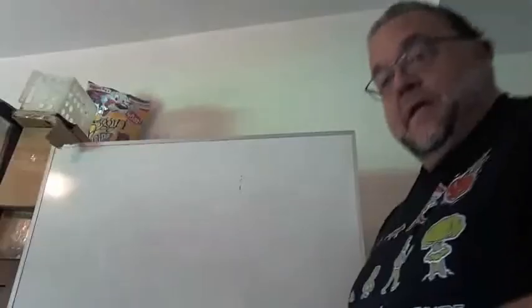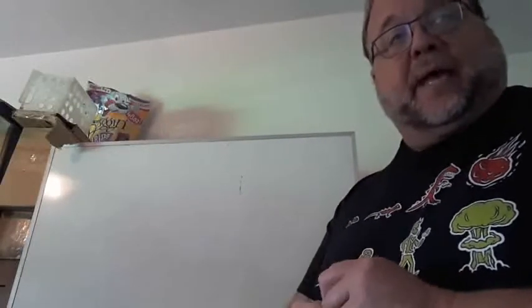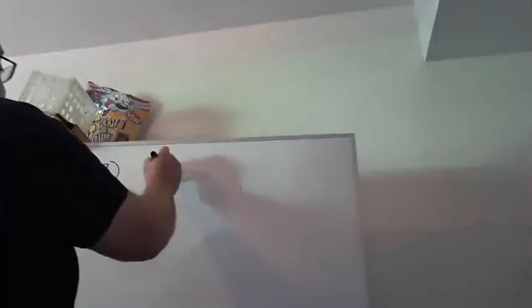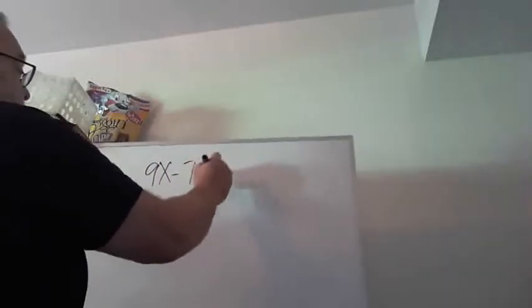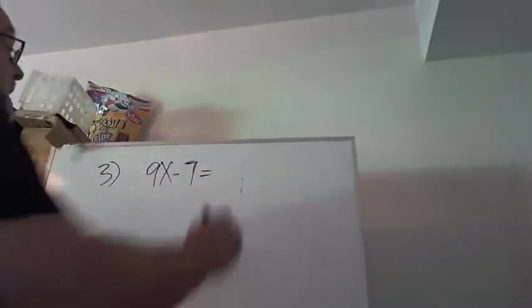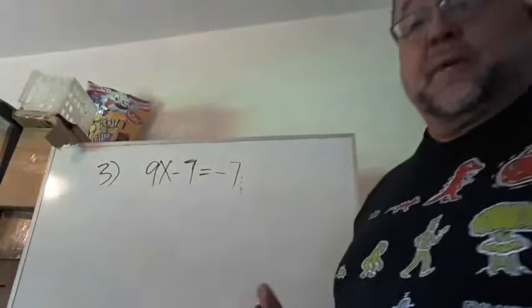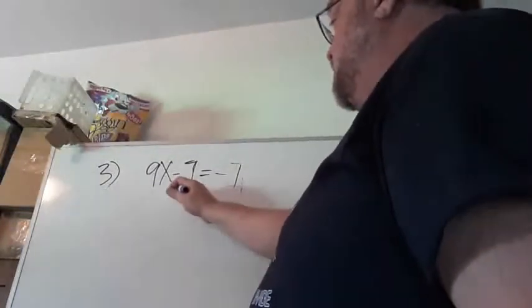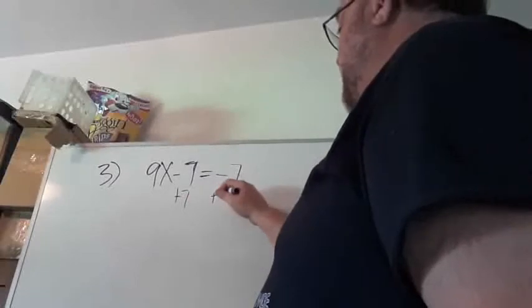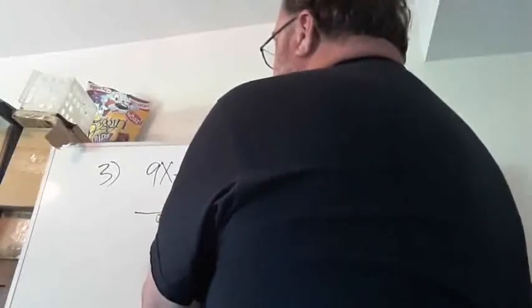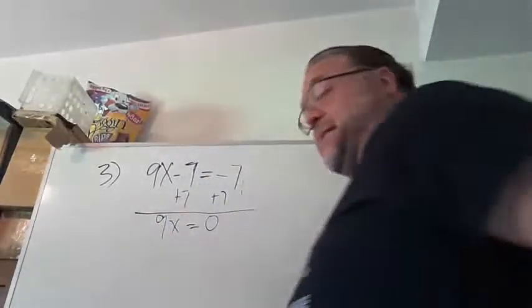Okay guys, here we are. Let's go ahead and do number 3 on the two-step equation problem worksheet. And it says 9x minus 7 equals -7. Now, remember, one of the first things we need to do is get rid of the numbers on both sides. So I'm going to add 7 to both sides, and what that does for me is it eliminates the numbers from this side, and I get 9x equals 0.